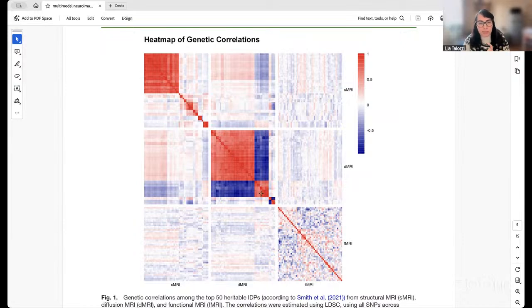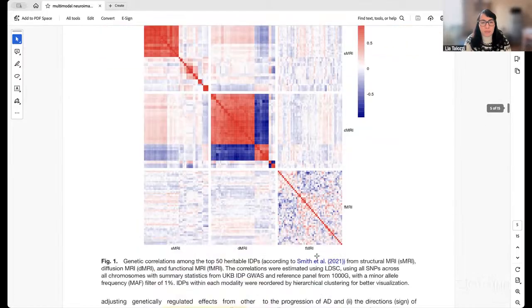Here you have also a positive correlation and also an inverse, a negative correlation, which is interesting when you think about crossing the tracts. So if one is impaired, maybe the other, but this is nice. And also fMRI, which is a bit noisier, but also here you can see some correlation within the modalities.